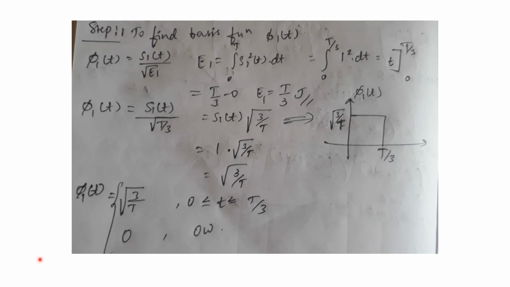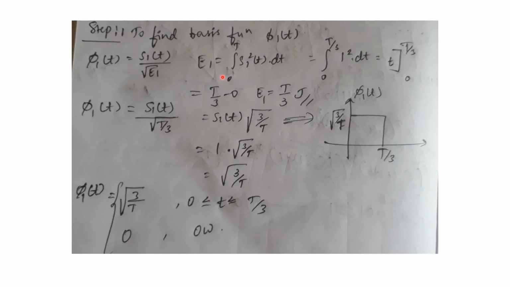Here we have four signals S1 of t, S2 of t, S3 of t, S4 of t, so that m is equal to 4. Therefore, n should be less than or equal to m. Therefore, we can consider n equals 4 and m equals 4. In step 1, we have to find the basis function phi1 of t for the signal S1 of t. To find phi1 of t, the formula is S1 of t divided by square root of E1.